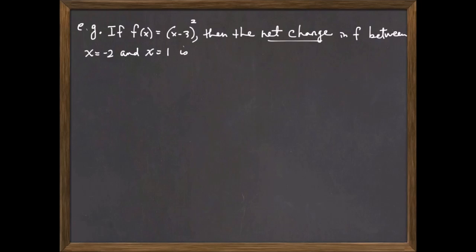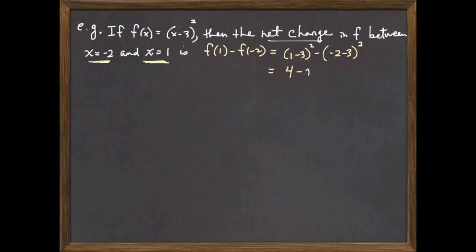Let's illustrate the concept we've just talked about in the following example. If f of x equals quantity x minus 3 squared, then what is the net change between x equals negative 2 and x equals 1? By the definition, it is given by f of 1 minus f of negative 2. Now notice that we always start with the right endpoint minus the left endpoint. This quantity calculates out to be 1 minus 3 squared minus negative 2 minus 3 quantity squared. And this is equal to 4 minus 25, which is negative 21.